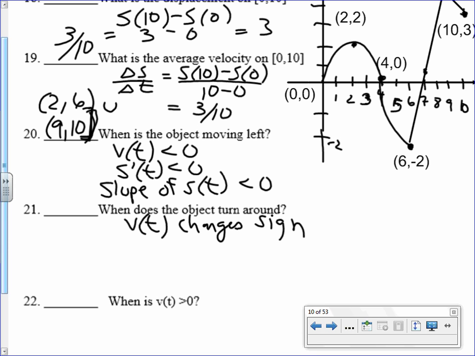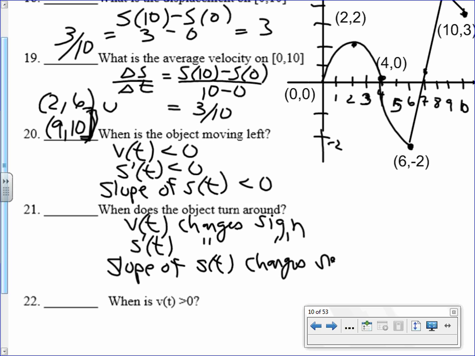Then relate it to what you have. Velocity is the derivative or slope of position. So you're looking for when the velocity, the derivative of position, changes sign. Another word for derivative is just slope. So you're looking for where the slope of the graph of s of t changes sign.